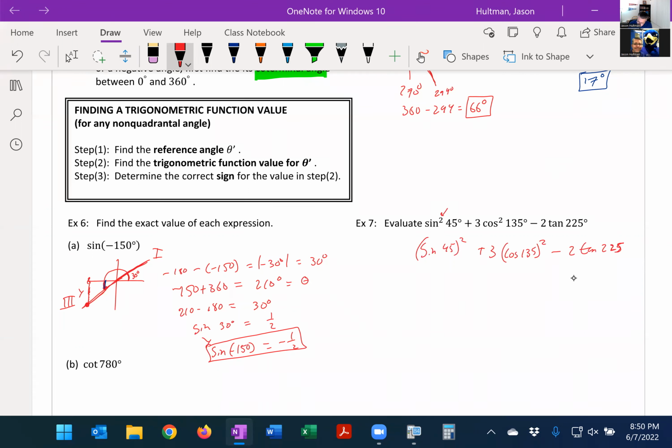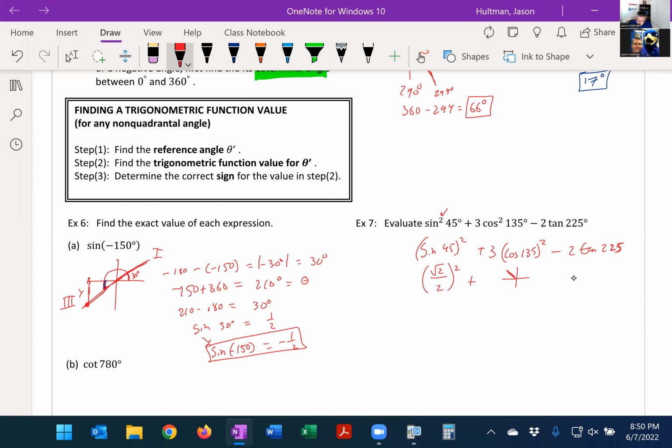Okay, so again, I want to get these reference angles. Well, the 45 degrees is its own reference angle. It's between 0 and 90. So the sine of 45, from the last section, I know that's radical 2 over 2. I'm going to square that. Plus 3 times the cosine of 135. Where is 135 located? 135 is located in the second quadrant. And the cosines there are negative.